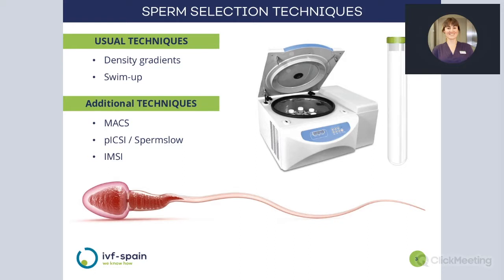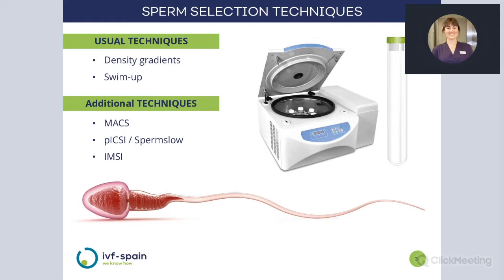When we perform density gradients, we basically take the sperm sample and put it on top of 2 or 3 layers of a media with different densities. Then we place this tube in the centrifuge. During this centrifugation, the sperm cells will separate from the other components of the sperm sample. Once we have isolated the sperm cells at the bottom of the tube, after we have washed this, we will place some media on top of it.